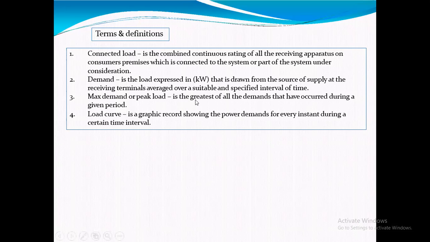Coming to the description and definition: maximum demand or peak load is the greatest of all the demands that have occurred during the given period. That means it is the greatest demand that a power plant or consumer can produce at the end of the power plant. The power plant can see this maximum peak from 6 p.m. to 10 p.m., officially by NEPRA or the National Grid.